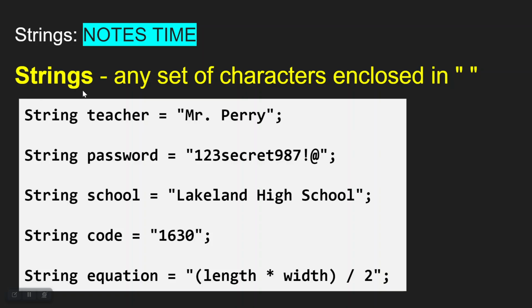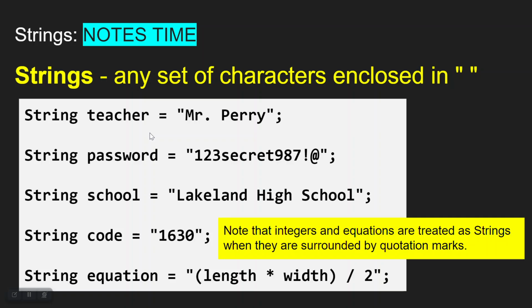First off, strings, what are they? They are any set of characters enclosed in a pair of quotation marks. So these are all strings that you see down here. You got string teacher equals Mr. Perry. You got string password equals all of this stuff, even these characters. You got string school equals Lakeland High School. And note this, string code equals, in quotation marks, 1630. So integers and equations are treated as strings when they are surrounded by quotation marks. And that's an important distinction to make.